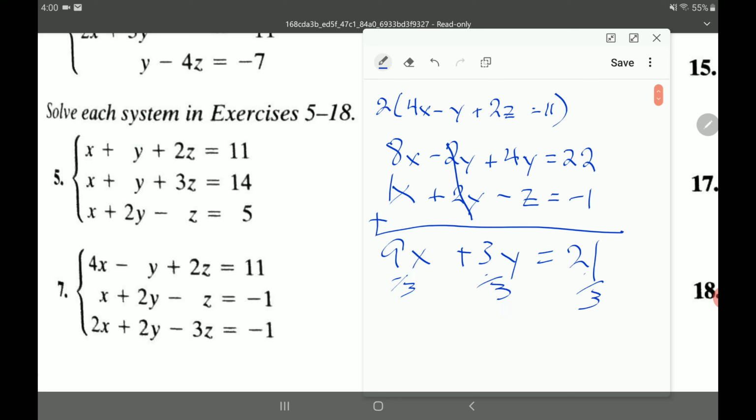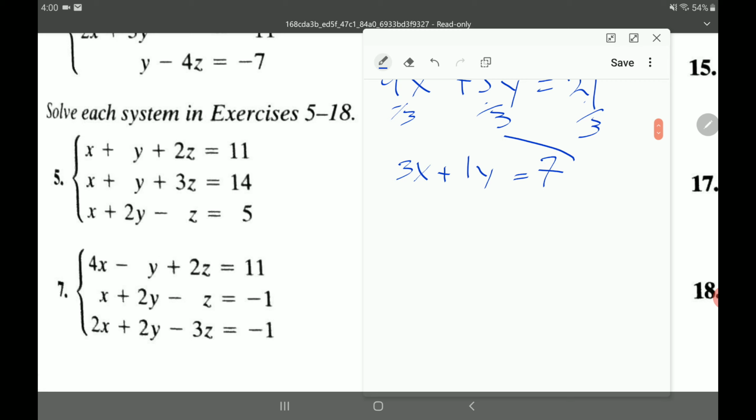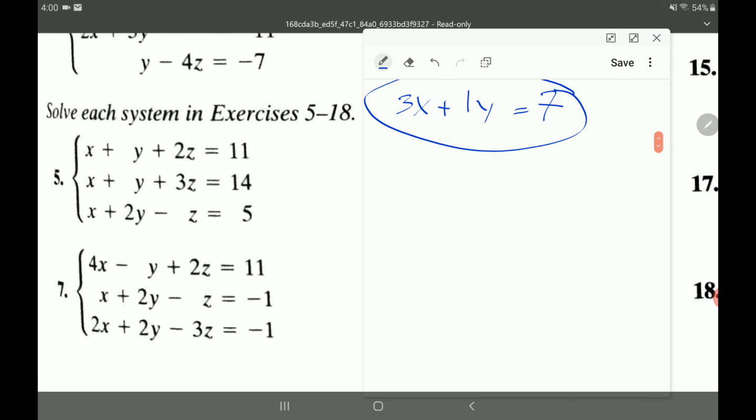And again, you can do this anytime you want. If you notice an entire row has a multiple, divide everything by it. Simplify it. So, 3x plus 1y equals 7. That's easier. So that's one equation. We're going to come back to that in a second.